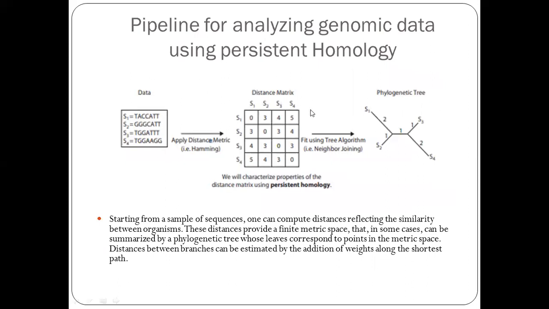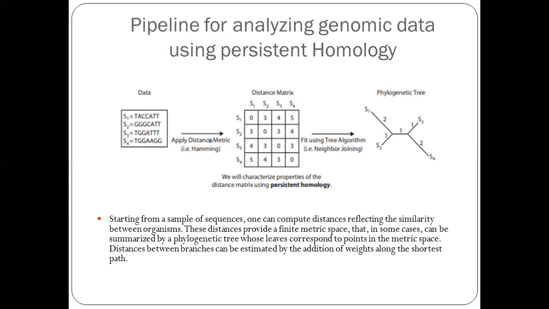The pipeline for analyzing genomic data using persistent homology. Starting from a sample of sequences, one can compute distances reflecting the similarity between organisms. These distances provide a finite metric space that in some cases can be summarized by a phylogenetic tree whose leaves correspond to the points in the metric space. Distances between branches can be estimated by the addition of weights along the shortest path.